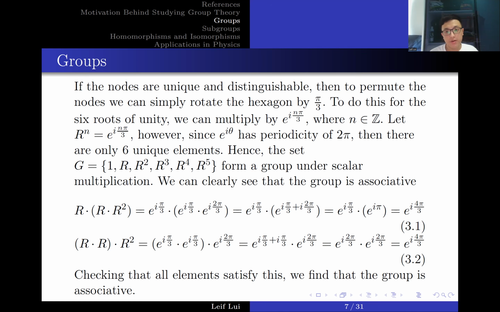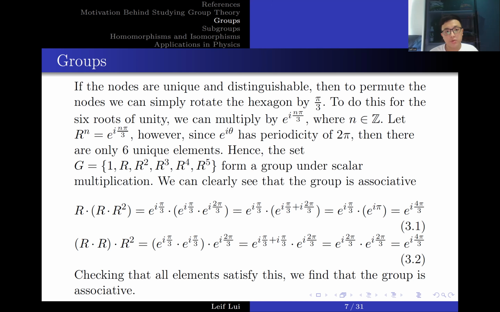And to do this, for the 6 roots of unity, we can simply multiply by e to the i n pi over 3, where n is some arbitrary integer. So let r to the n equal e to the i n pi by 3. However, since e to the i pi has a periodicity of 2 pi, there exist only 6 unique elements. Hence the set is 1, r, r squared, r cubed, r to the 4, and r to the 5.